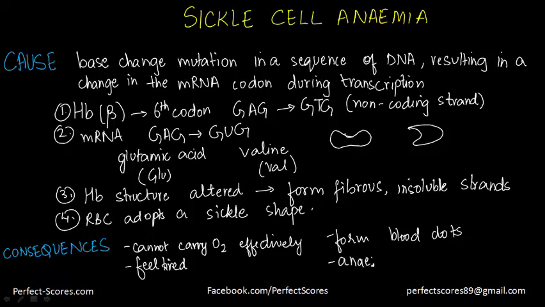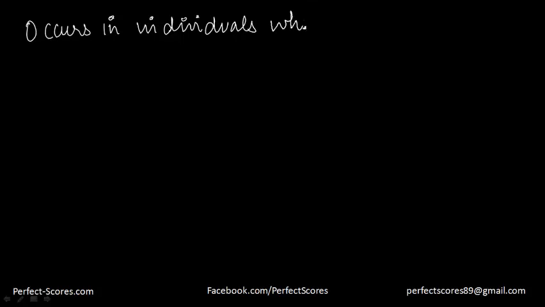Now, why is there a low count of red blood cells? Because the sickle cells are destroyed more rapidly than are the normal red blood cells. So this is about the cause and the consequences, but what about the genetics behind it? Now, sickle cell anemia occurs in individuals who have two copies of the sickle cell allele.